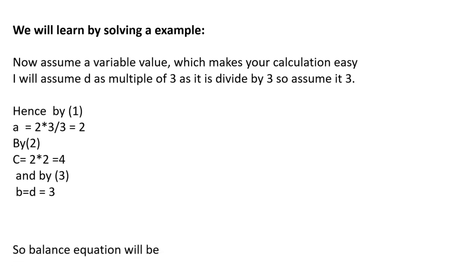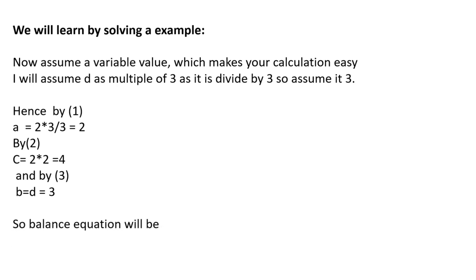So once I insert these values in the equation, I will get a balanced equation which will look like 2 Fe2O3 reacting with 3 moles of carbon producing 4 moles of iron and 3 moles of carbon dioxide. So this is how we can balance a chemical reaction.